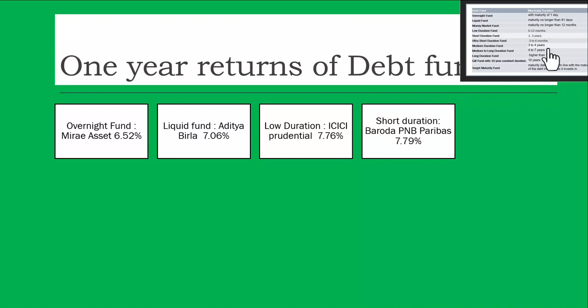Short duration. Now, BNP Paribas. So what I have done, I picked up the best mutual fund. There would be many funds, okay? Fine. So I have picked up the highest one, which is giving you 7.79% return, okay? Short duration. So what is a short duration?